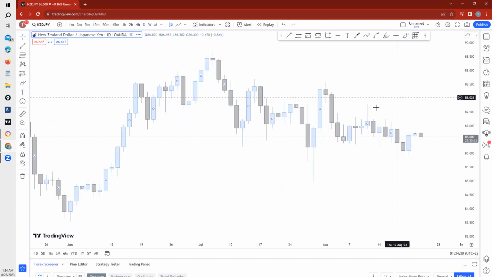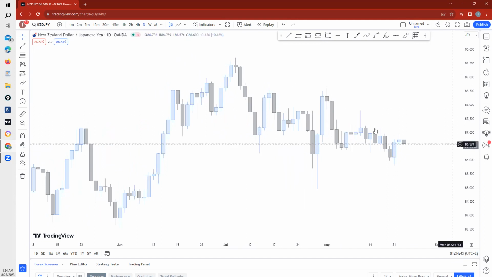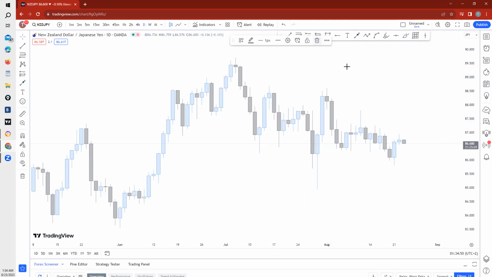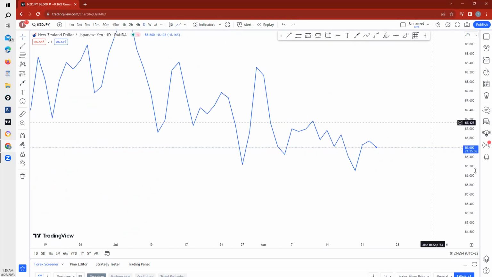I can see based on this that the market is going to the downside. This is a downtrending market. You can see the direction of the market is going to the downside. So I'll be looking to take my short positions.